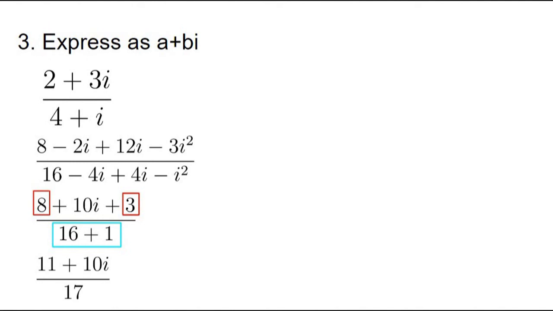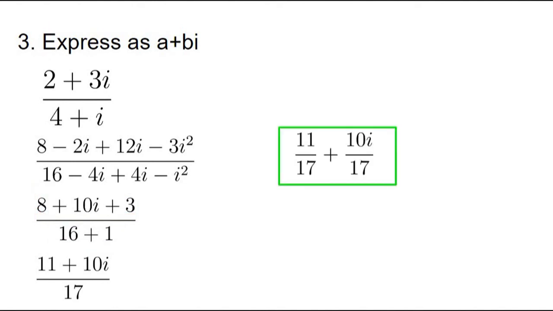Now, we do have to separate this fraction into two separate fractions to express this as a real term with an imaginary term. So we're splitting up the real and imaginary parts here. So our answer ends up being 11 over 17 plus 10i over 17. And that's it. This was just a pretty easy start with adding, multiplying, and dividing complex numbers.